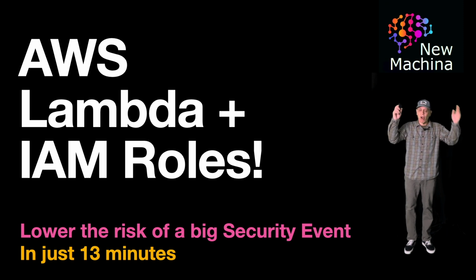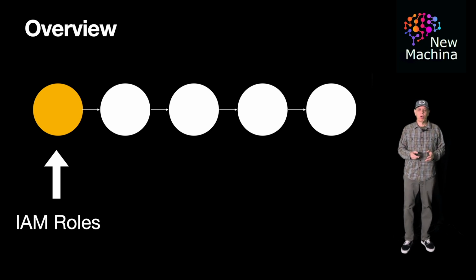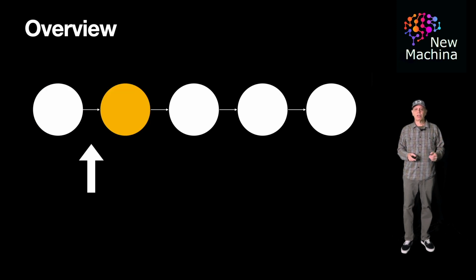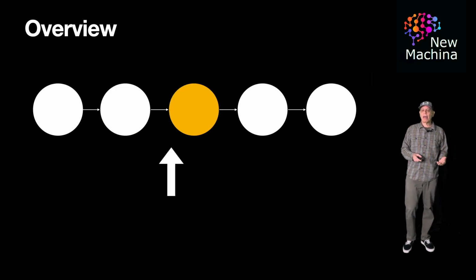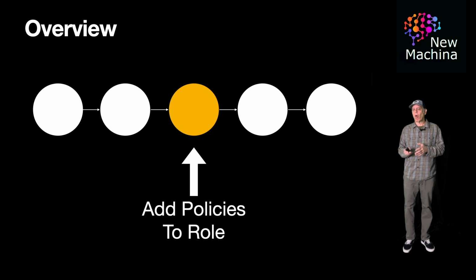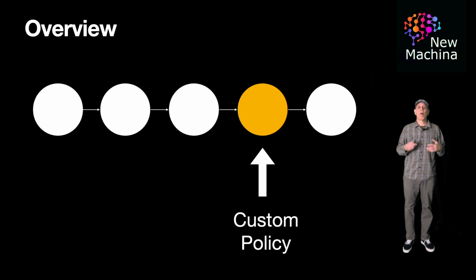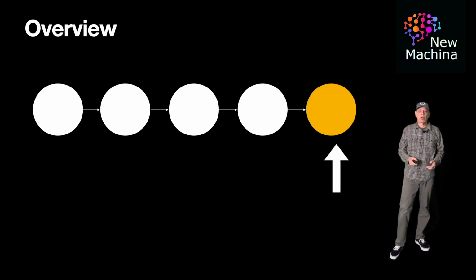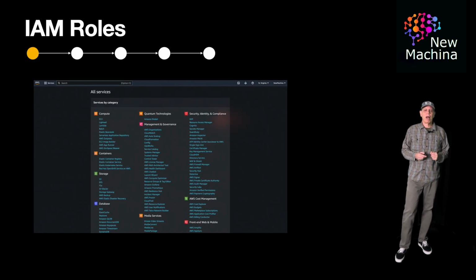Okay, let's get started. Let's start with a quick overview of what we're going to cover in this AWS tutorial. The first thing we'll do is introduce you to IAM roles. Next, we'll create an AWS Lambda function that reads and writes files to S3. After that, we're going to add policies to the role associated with the Lambda function. And then next, we're going to cover creating a custom policy. To close out, we'll wrap up with some best practices. So let's go ahead and talk about IAM roles.